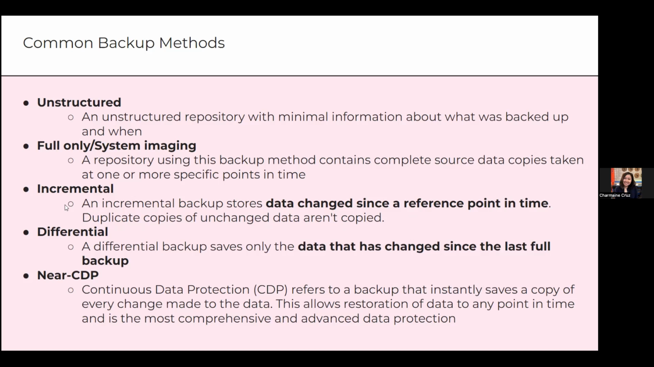Then, for differential, a differential backup saves only the data that has been changed since the last full backup. So it will also save the copy of previous backups. In the next slide, we have the differentiator of incremental and differential. Then the last is near CDP or continuous data protection. This refers to a backup that instantly saves a copy of every change made to the data. It allows restoration of data to any point in time and is the most comprehensive and advanced data protection.